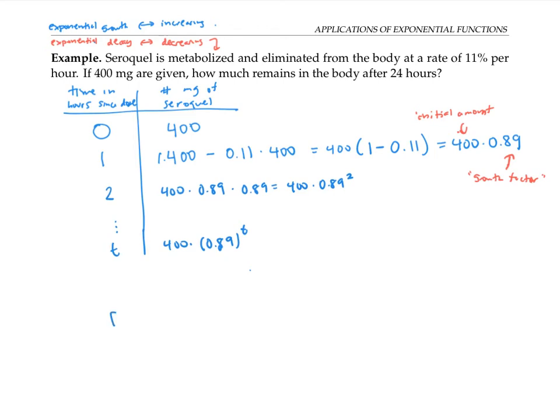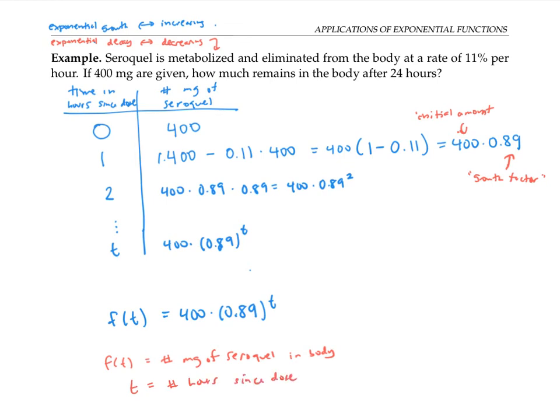I'll write my exponential decay function as f of t equals 400 times 0.89 to the t, where f of t represents the number of milligrams of Seroquel in the body, and t represents the number of hours since the dose was given. To find out how much is in the body after 24 hours, I just plug in 24 for t. This works out to about 24.4 milligrams.